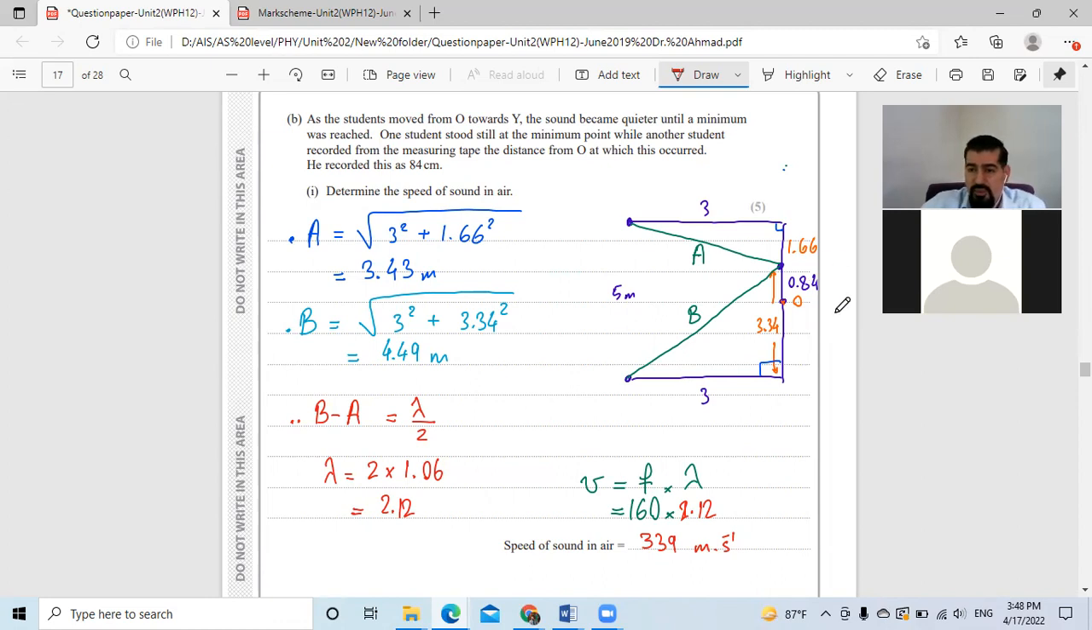For example, we know that here there is 0 lambda. Here we have half lambda because it's minima. And the minima here means destructive interference, and we have to use Pythagoras theorem to find how much the path A is and how much the path B is. From here to there, the same thing from here to there. And this path difference is half a wavelength because it's minimum.